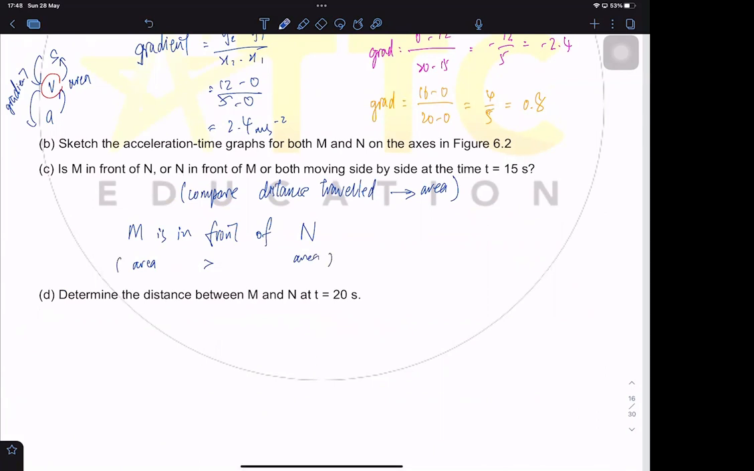Of course, in your answer, you just need to write this. All these extra things are for you to refer to, just in case later you come back to this question and you don't understand why the teacher said M is in front of N, then at least now you know. You can write down something.